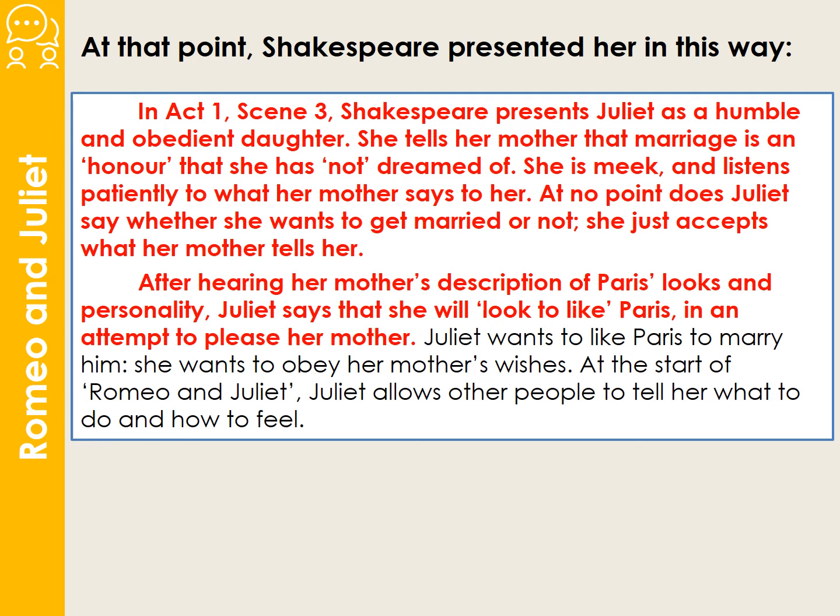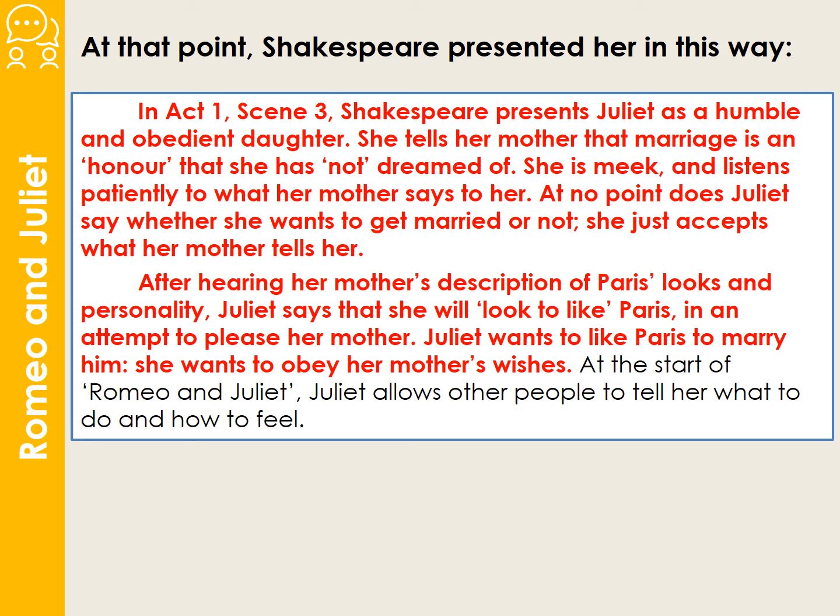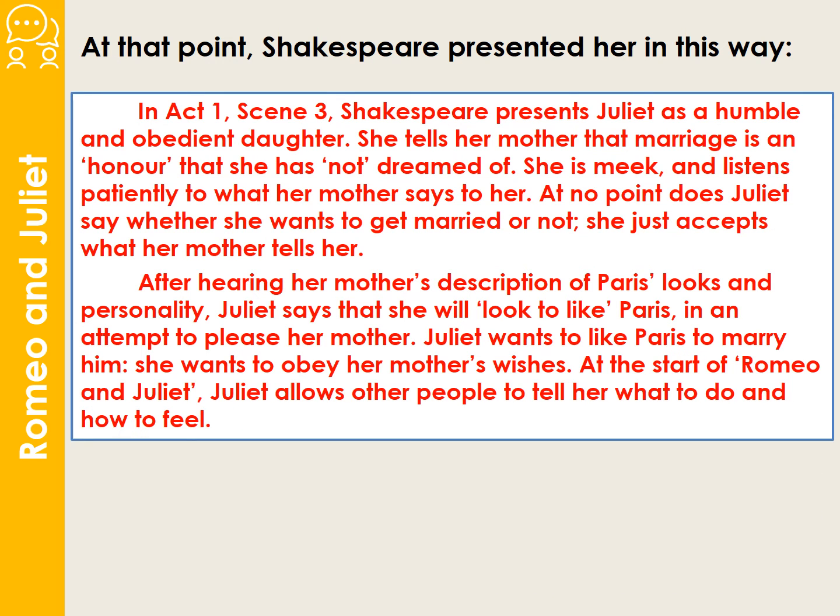After hearing a description of Paris's looks and personality, Juliet says that she will look to like Paris in an attempt to please her mother. She wants to like Paris to marry him, to obey her mother's wishes. At the end of Romeo and Juliet, Juliet allows other people to tell her what to do and how to feel.